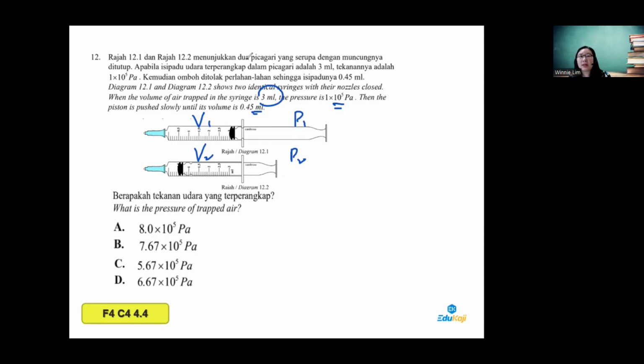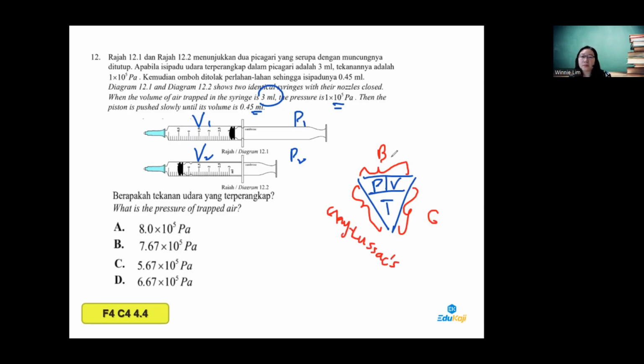Actually, this is under the idea of gas laws. Remember the triangle PVT? So G is referred to Gay-Lussac's law, this one is referred to Boyle's law, and this one is Charles' law. So we are involving the idea of PV, so we are involving Boyle's law.